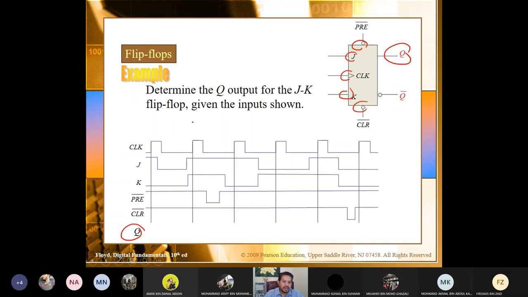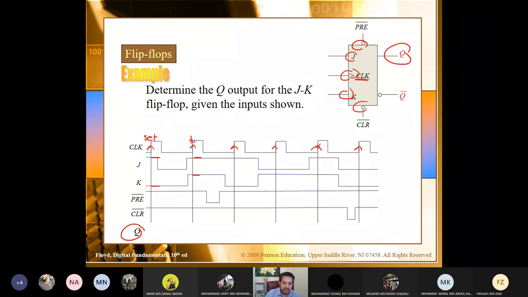Okay, if we look here, the most important thing is that we first have to determine whether it is on the rising edge or on the falling edge. There is no bubble, so this is on the rising edge. On the rising edge of the clock, it will change at every single moment that this line goes up, right? So this is the time where it will change. Then next you need to see, for example, this is 1, this is 0. This is the condition where you want to set the Q to go high. Then you have this is one and this is one. So what happened? One and one is a toggle.